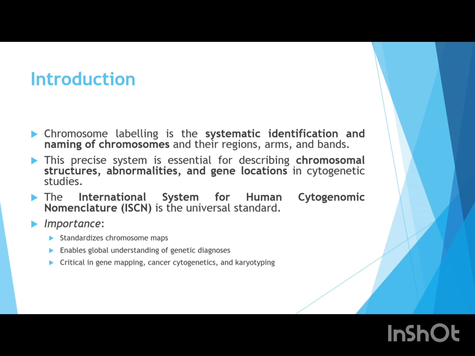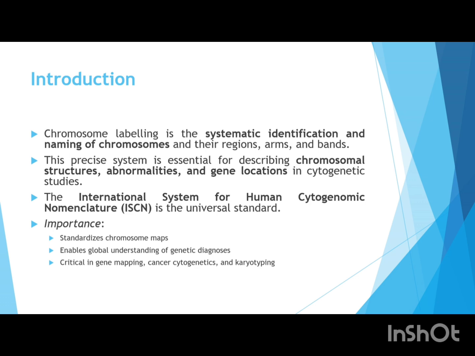Whenever we do this, we can compare it with the normal structures of the chromosomes, and when we compare with those, we can identify if there are any structural abnormalities, or any change in the gene location. This is given by ISCN, that is International System of Human Cytogenomic Nomenclature. This is regarded as the universal standard record for genome mapping.